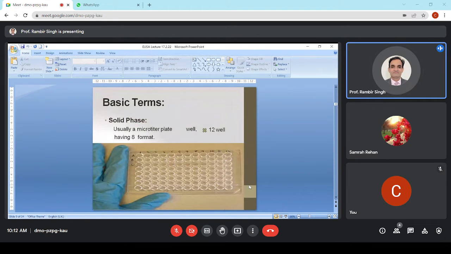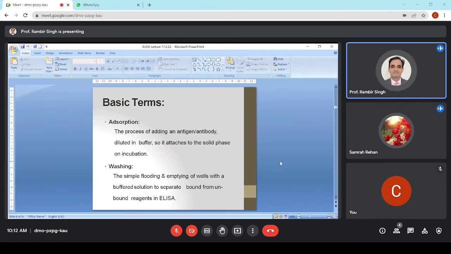So the basic terms: we have a solid surface which works as an adsorbent surface, and generally you'll find a 96 well plate which has 12 columns or 8 rows. I think you might have seen it, but it is one of the most commonly used ELISA plates. First, the antigen or antibody is adsorbed on the surface of the solid surface.